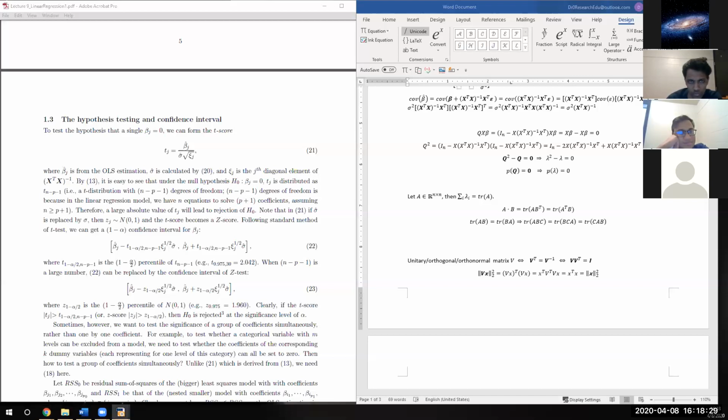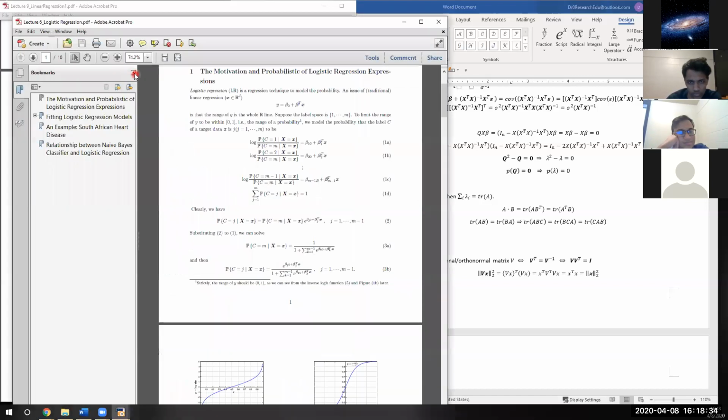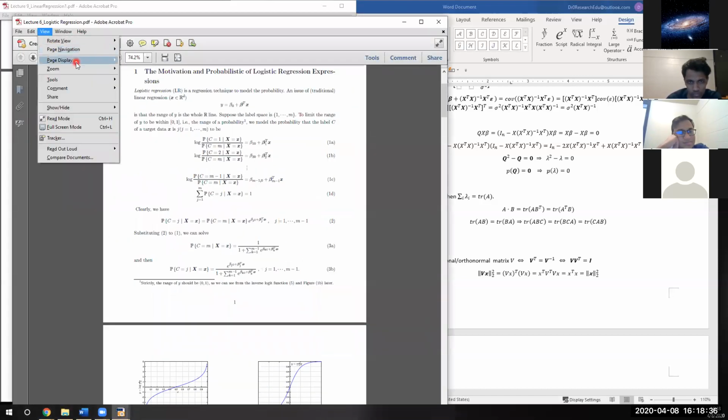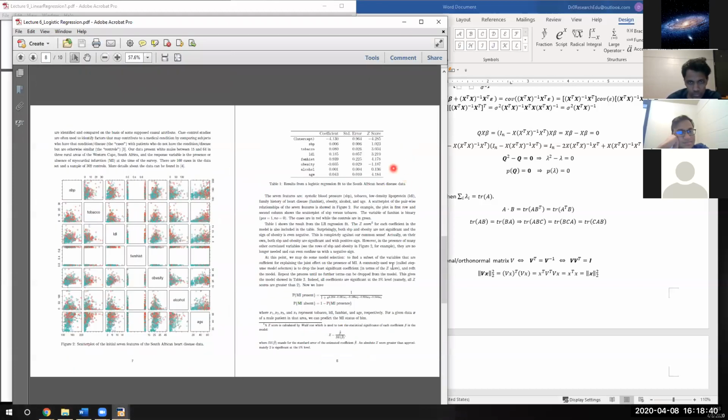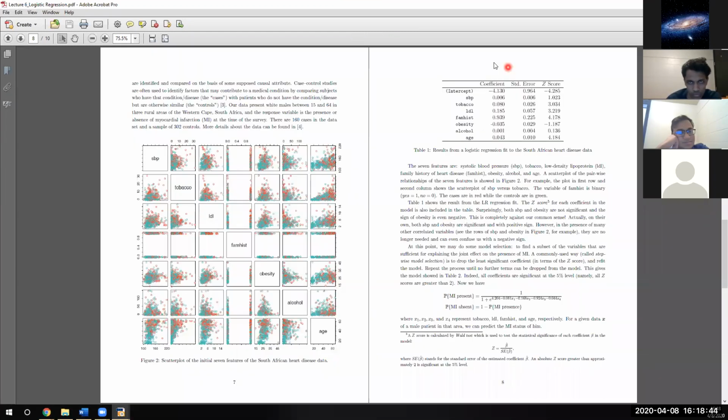I think it's the logistic regression. Let me open it. It's here. Logistic regression, and let's view 2 pages. Here we go. So here you can see I do have the z-score. See here? This part. They're actually the same, okay?